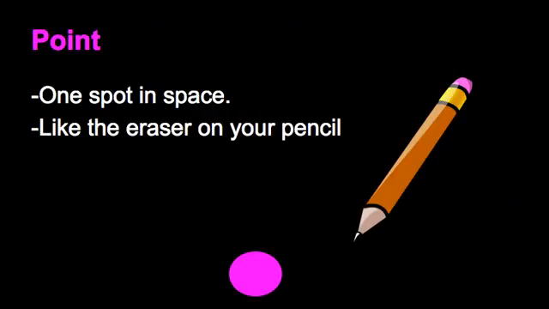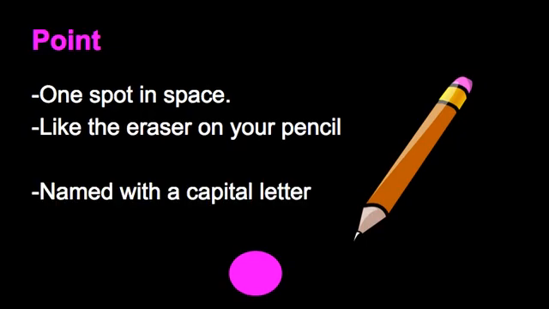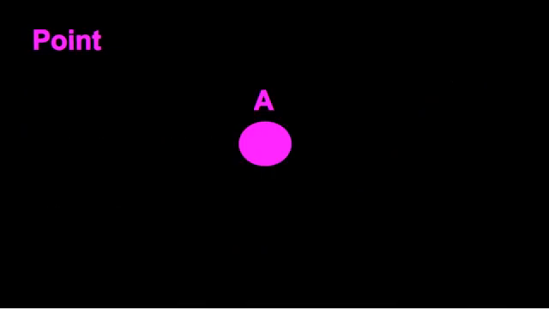So a point is just that. It's one spot in space. You can think of it like the eraser on your pencil, or maybe the tip of your pencil. And if we wanted to name that point, we would name it with one capital letter. In this case, let's call it point A.